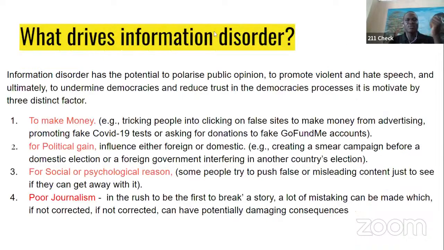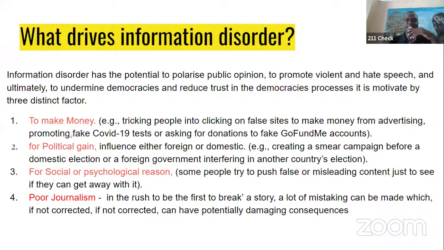So you may ask yourself, what drives misinformation? These points are going to be similar to what Arik already explained in the session on online safety. They are very related. We say that information disorder has the potential to polarize public opinion. It can promote violence and hate speech, and ultimately can undermine democracies and reduce trust in democratic processes, which is motivated by several distinct factors.